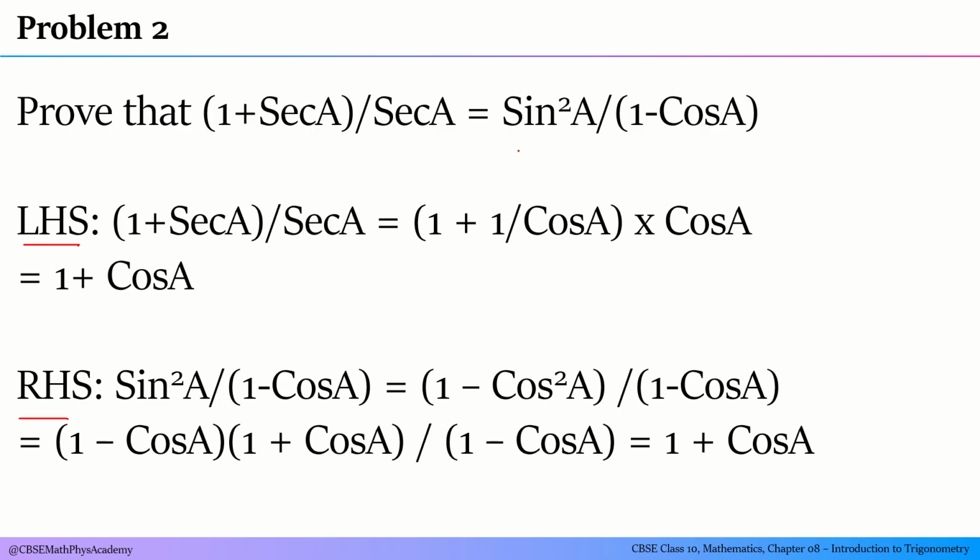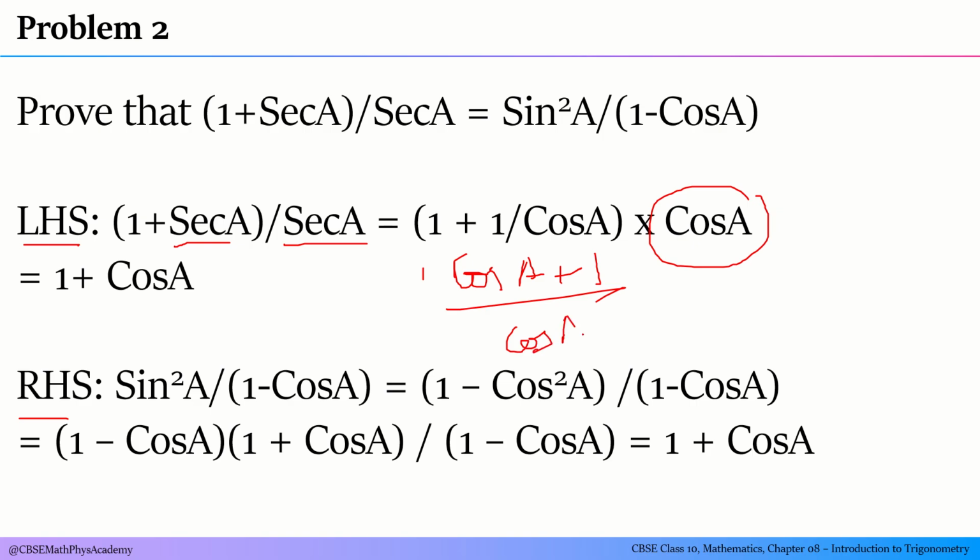So let us see. 1 plus sec A by sec A. I am going to substitute cos in place of both of these. 1 by sec A is nothing but cos A, so I am putting that here. Then sec A is 1 by cos A, and I am going to add it here. After adding, we are going to get (cos A plus 1) divided by cos A into cos A. So cos A gets cancelled and you are left with 1 plus cos A.